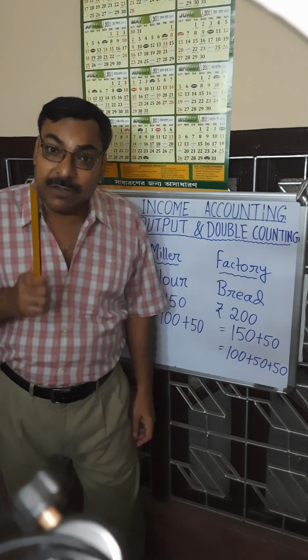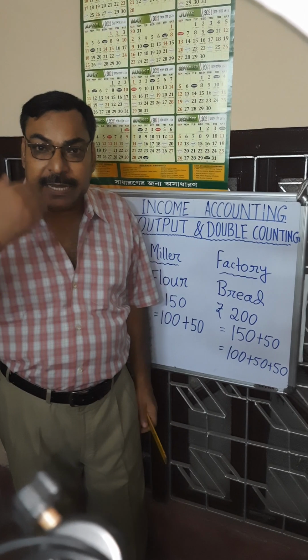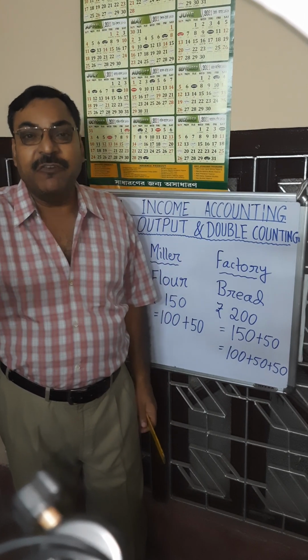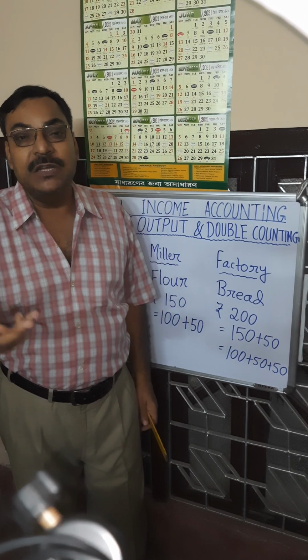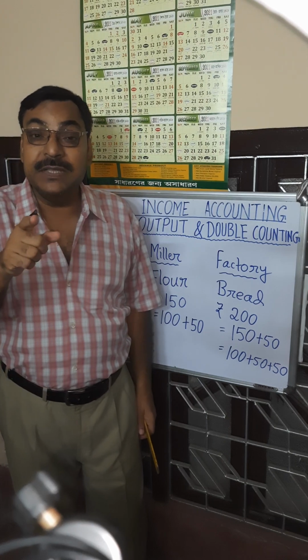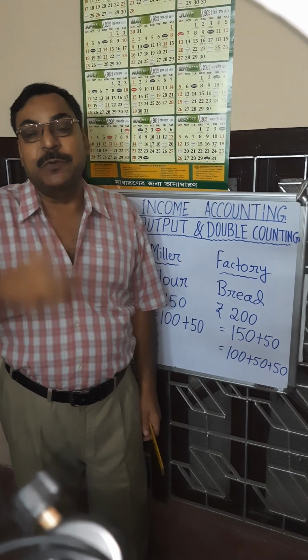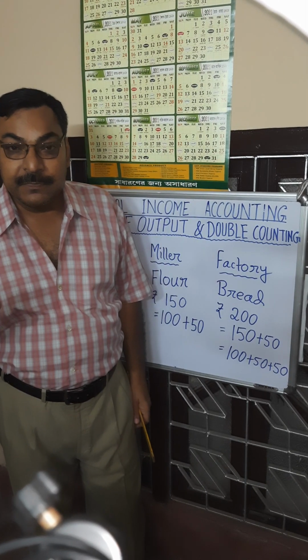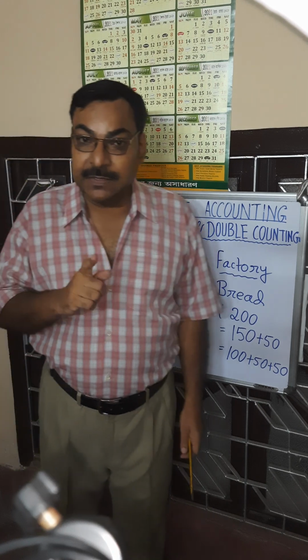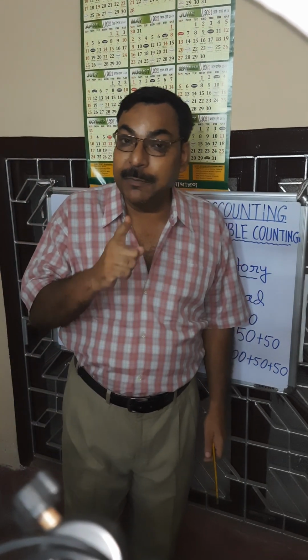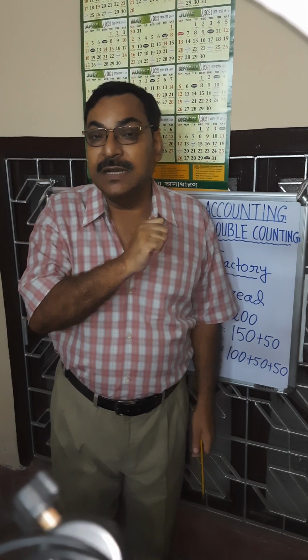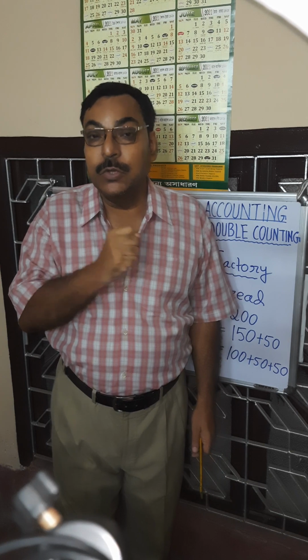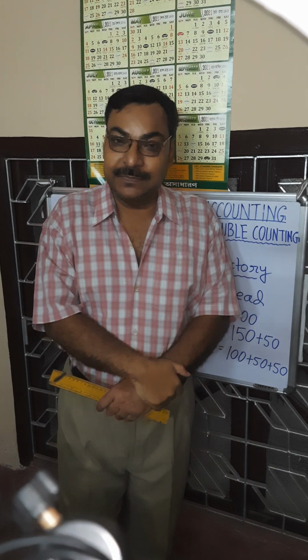So we will consider only the value of final goods, which are directly sold, which are meant for final use, which are sold to the consumers or sold to the producers and used as durable producers' goods, not processed in the production system. So I repeat, to avoid the problem of double counting, we will not consider the value of intermediary goods. We will only consider the value of final goods.